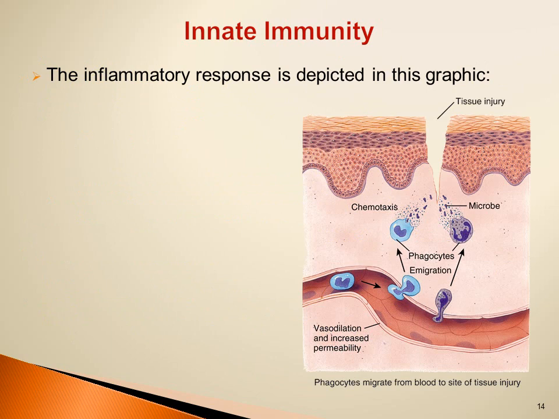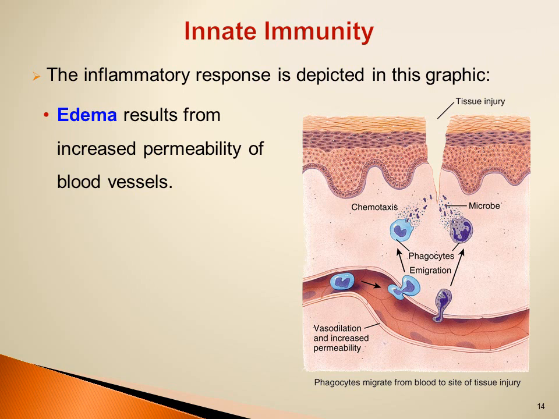The inflammatory response is depicted in this graphic, as you can see here. There is tissue damage, microbes will enter, and this will attract first the neutrophils, and then the neutrophils are short-lived, so this will be followed by the macrophages or the monocytes that will transform into macrophages, and both neutrophils and macrophages are able to undergo phagocytosis to eliminate the microbe.